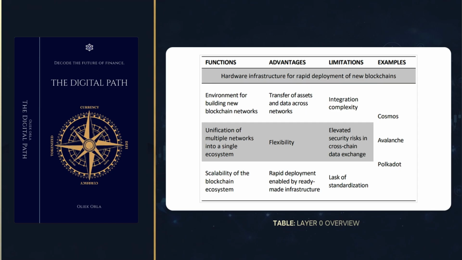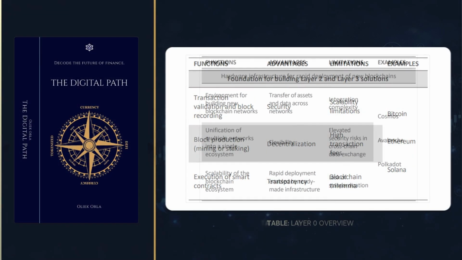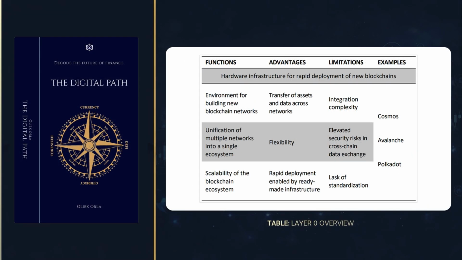To better understand how Layer 0 works in practice, it's useful to move beyond theory and examine its functional capabilities. This layer serves both as a foundation for launching new blockchain networks and as an environment for their interaction. It provides tools that enable rapid deployment of new blockchains, seamless transfer of assets and data between networks, and the unification of separate ecosystems into a single interconnected space. However, these capabilities also come with challenges. Integrating multiple networks requires complex technical solutions, and cross-chain data exchange increases security demands. Additionally, the lack of unified standards often complicates long-term scalability across ecosystems.